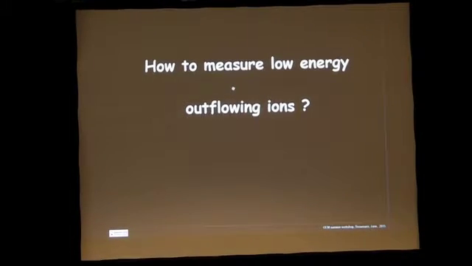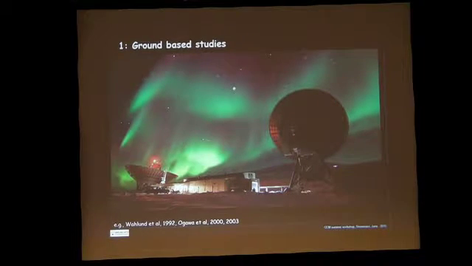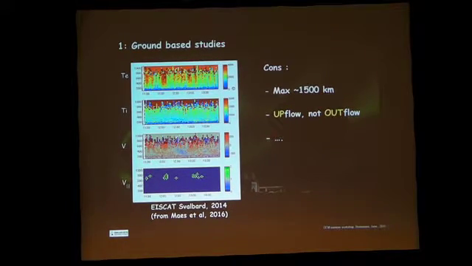Before we do that, let's see how we could, in theory, measure cold ions, because there are other methods. We can do it from the ground. So this is a picture from Svalbard, the Svalbard ice cap radar, located in the polar cap. And there are studies of ion outflow, actually more upflow, done with this radar, and perhaps also other ground-based radars. And just one example from a study we did last year.